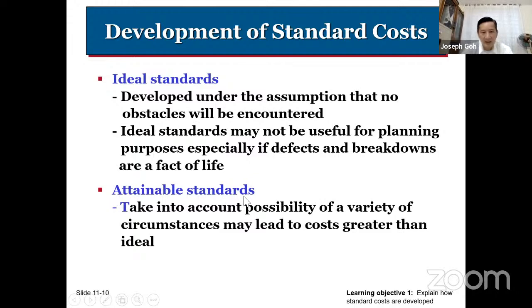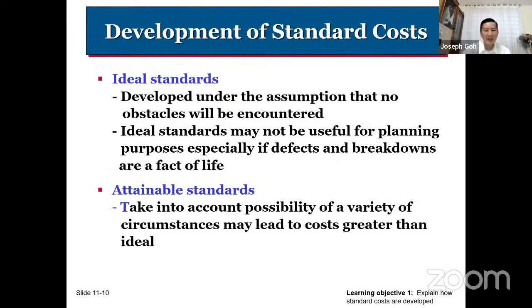So attainable standard takes into account the possibility of a variety of circumstances that may lead to cost greater than ideal. In standard setting, attainable standard is the one we will always use, because we have to take into consideration the possible wastages, inefficiency and things like that. So you can see that this is the one we always use, attainable standards.